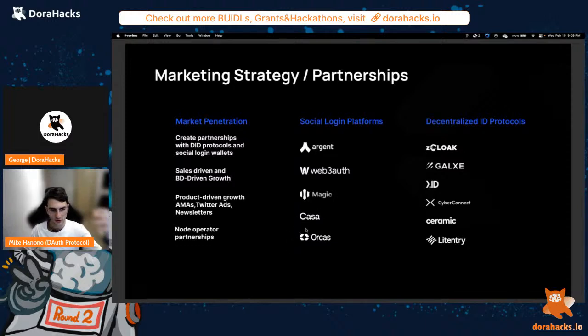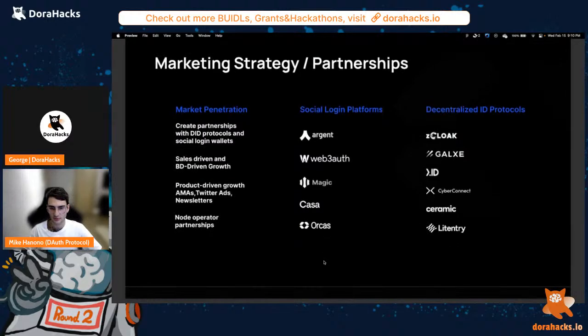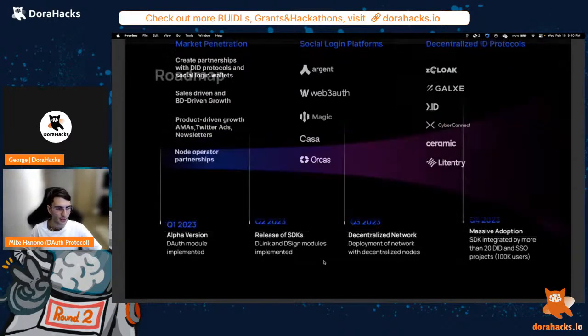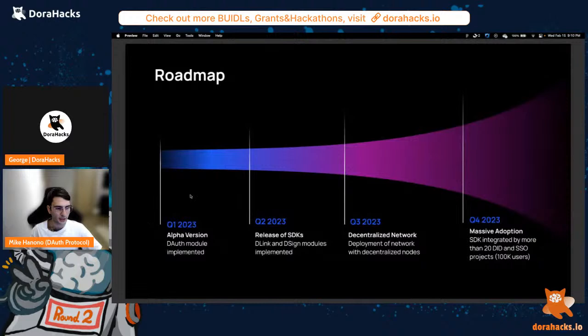Also, Orcas is another wallet, which is our ecosystem product to build more engagement in our platform. Then we have decentralized ID protocols like Cloak, Project Galaxy, NextID, CyberConnect, Ceramic, etc. And we've been talking to them, looking forward to see how we could add value to their social account or social login experience.